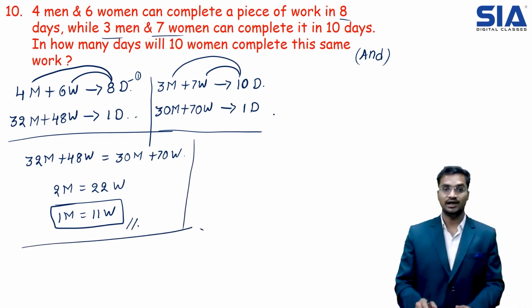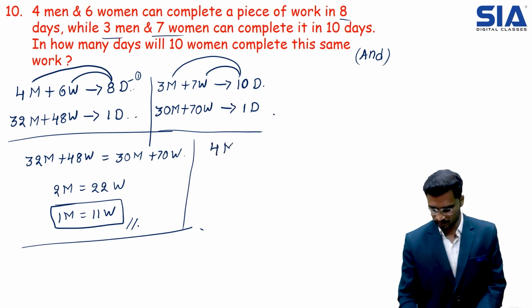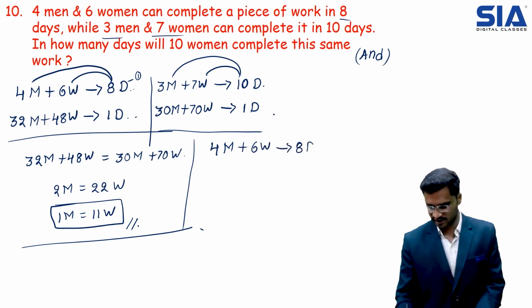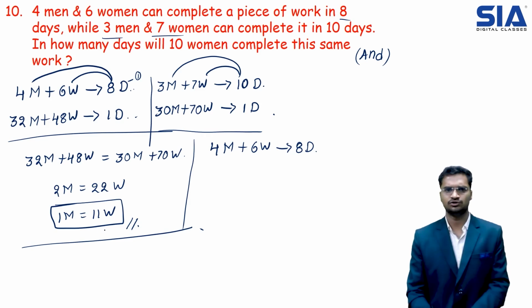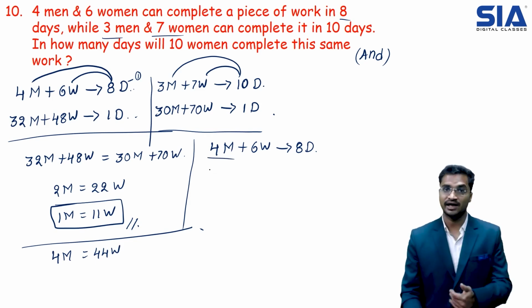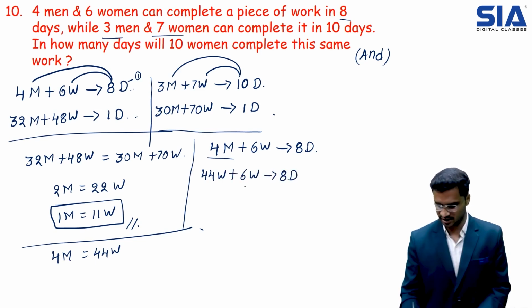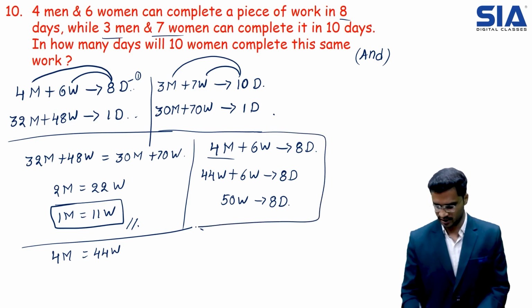Okay. Now let us substitute this value in equation 1. We know that 4 men plus 6 women are doing this work in 8 days. If 1 man is equal to 11 women, then 4 men will be equal to 44 women. So instead of 4 men, can I write 44 women? Yes, 44 women plus 6 women will do this work in 8 days. Then 50 women are doing this work in 8 days. So I have written like this.